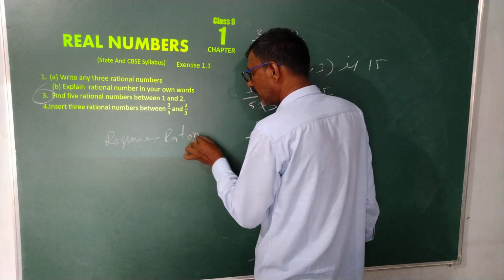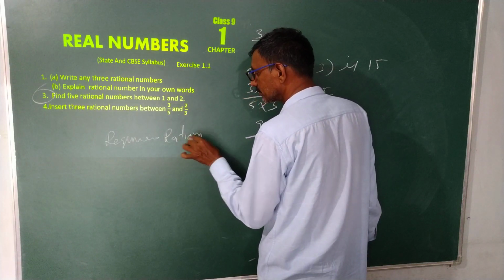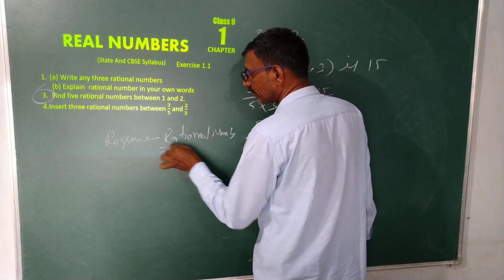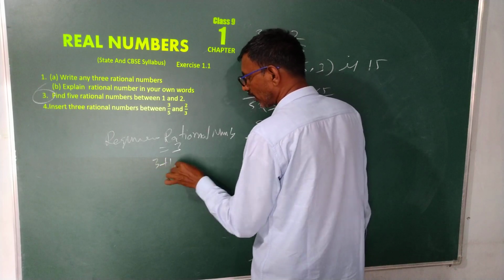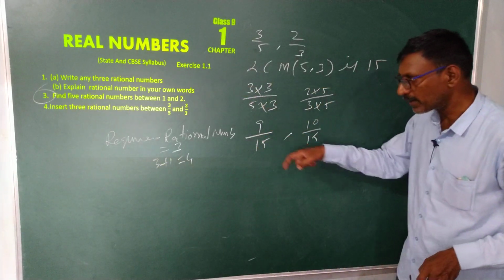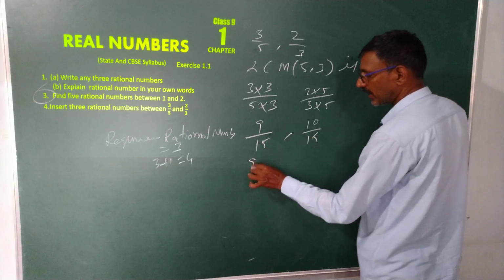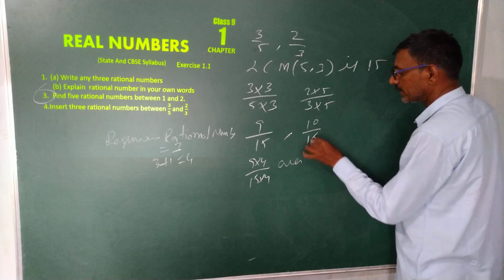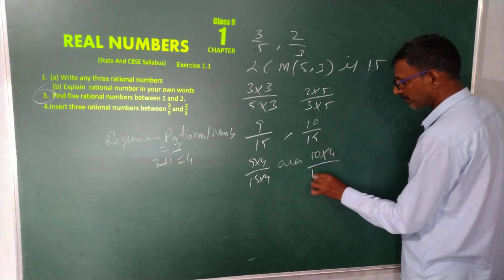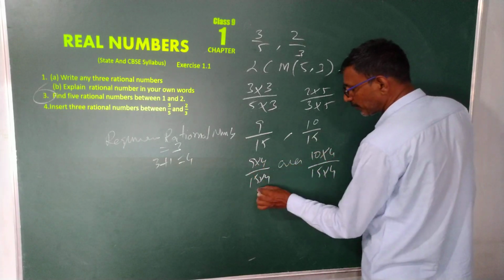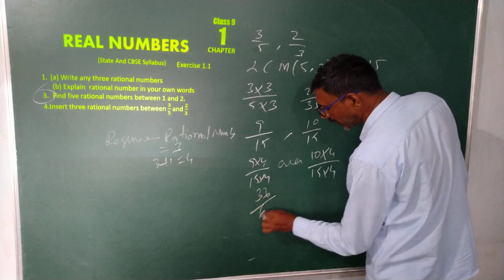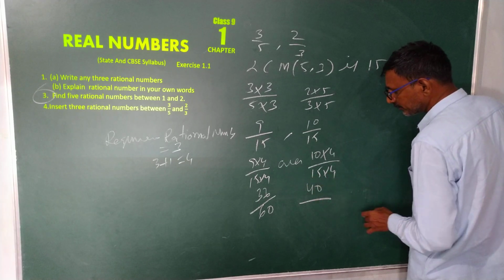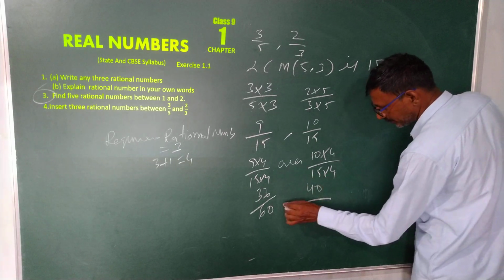The required rational numbers equal 3. 3 plus 1 is 4. 4 should be multiplied and divided with this one. 9 into 4, 15 into 4, and 10 into 4 by 15 into 4. 9 fours are 36. 15 fours are 60. 10 fours are 40. Divided by 60.